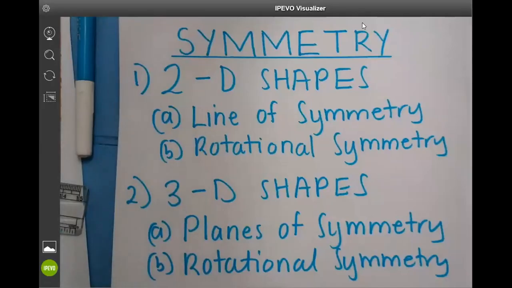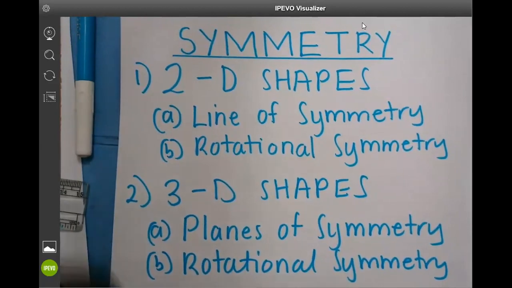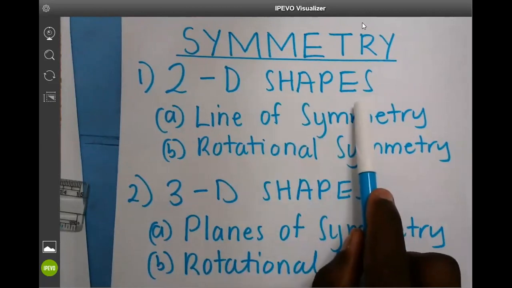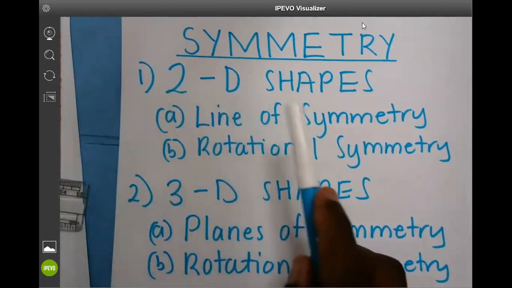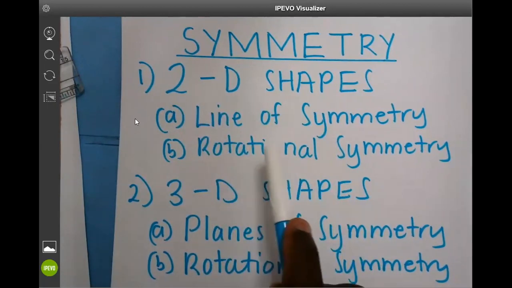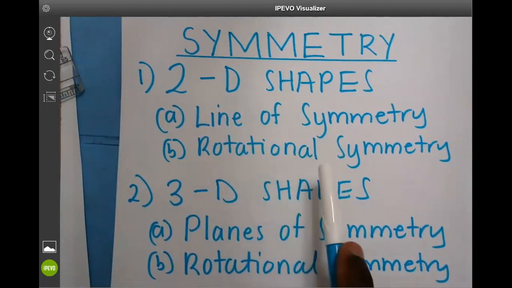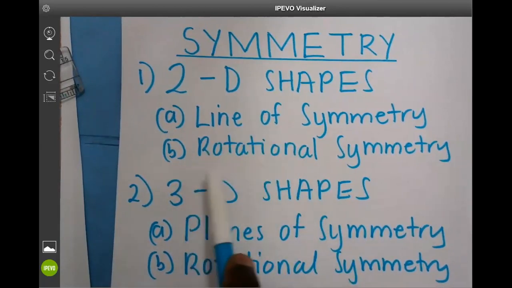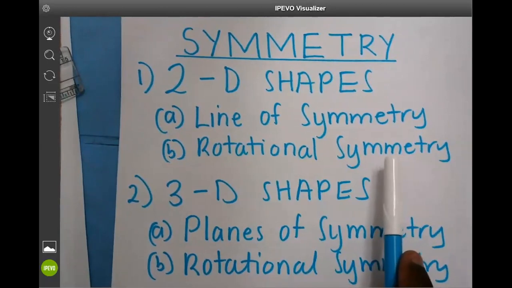Today we are going to look at symmetry, and under symmetry we are going to see two different shapes. First, we are going to look at the two-dimension shapes, and inside two-dimension shapes we shall look at a line of symmetry. Then after line of symmetry we shall look at rotational symmetry.